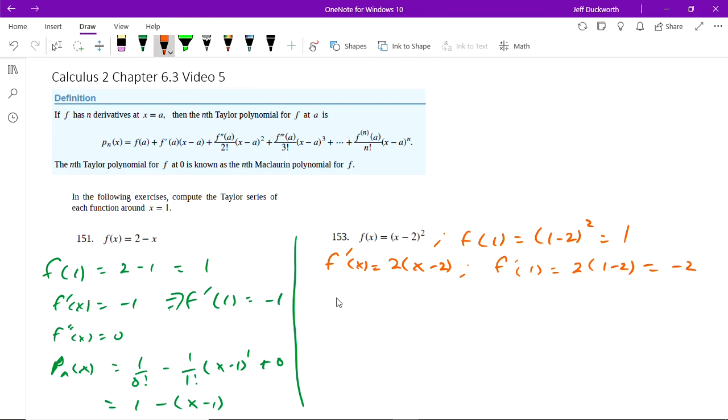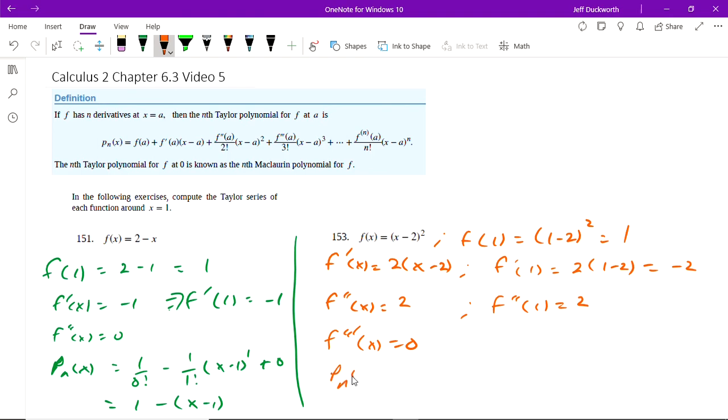And the second derivative is going to be equal to just 2. We distribute the 2 into there, 2x minus 4. Derivative of -4 is 0, so it's just 2. So f double prime at 1 is just 2. And third derivative is 0, and that means it's going to be 0 throughout. So don't worry about that stuff.